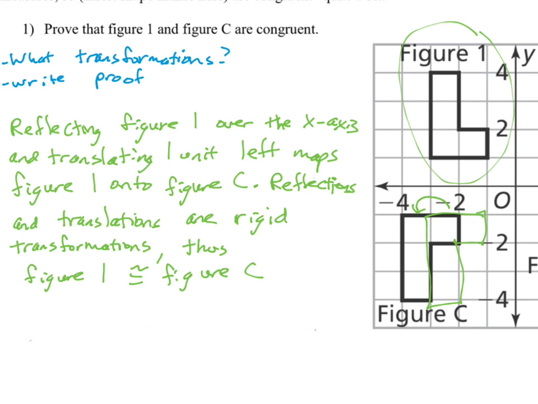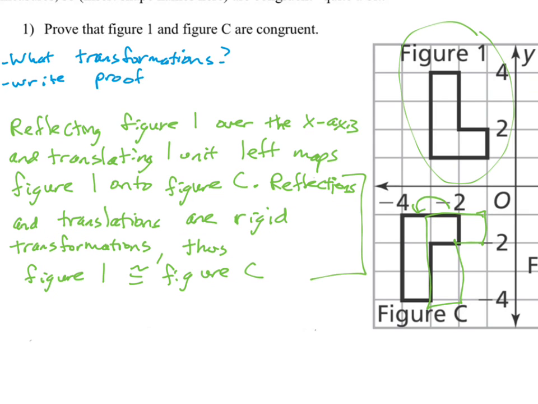All right, let's have you check and see how you did. Did you mention reflecting figure 1 over the x-axis and translating left 1 unit maps figure 1 onto figure C? That should be your first sentence saying the transformations that carry one into another. And then your second sentence saying reflections and translations are rigid transformations. Thus, figure 1 and figure C are congruent.